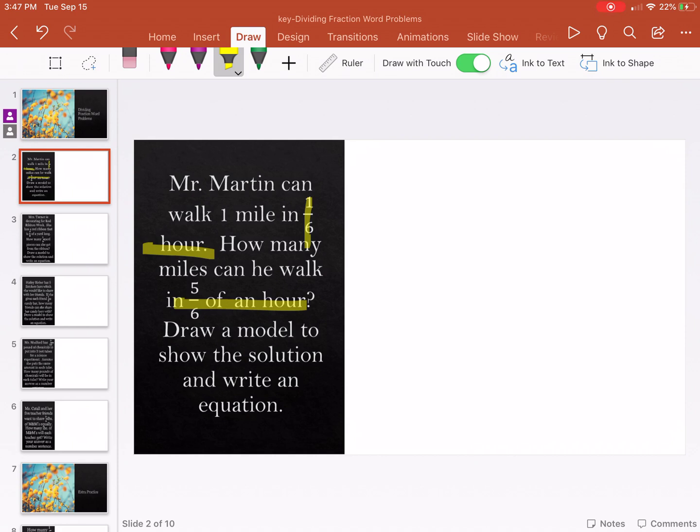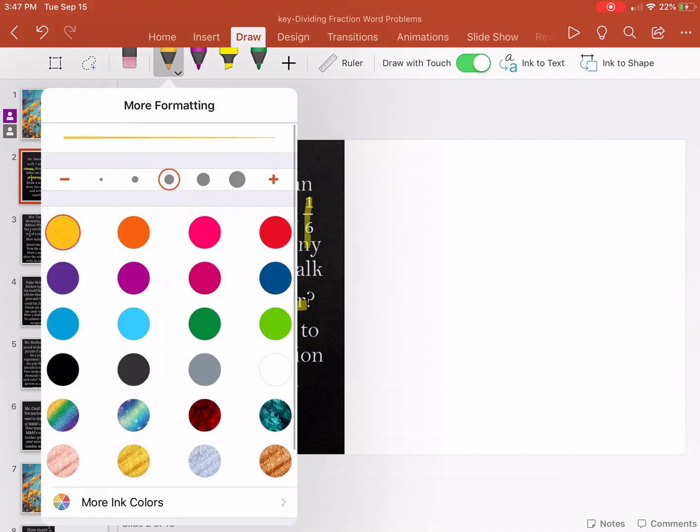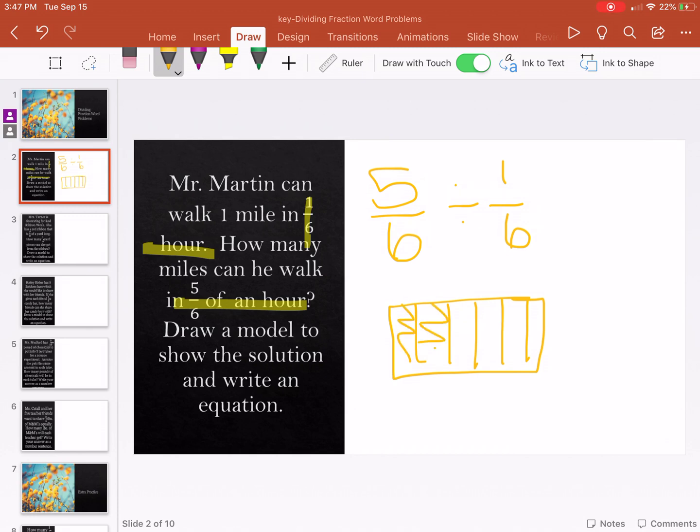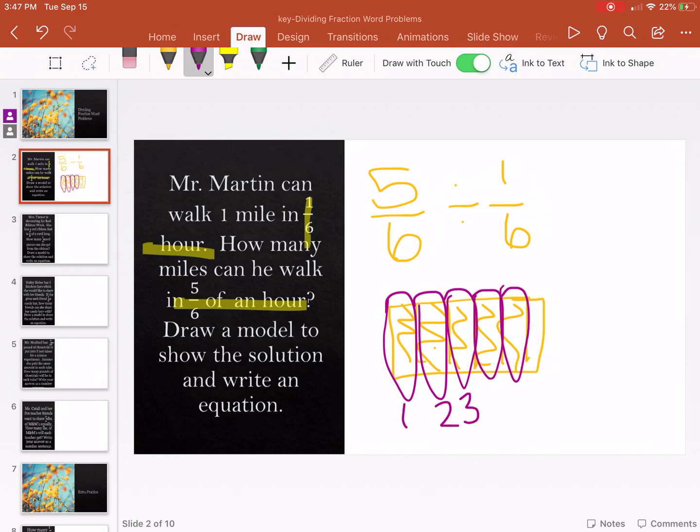So, we have, always what you have divided by the part. I'm going to change this color to yellow. What we have is 5/6 divided by 1/6. We already have a common denominator, so we're going to divide it into 6 parts. We're going to shade in 5, and we're going to put them in groups of 1/6. That's 1, 2, 3, 4, 5. Okay, so our answer is 5.